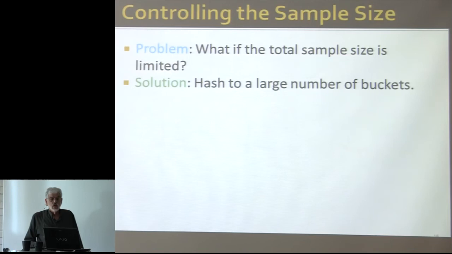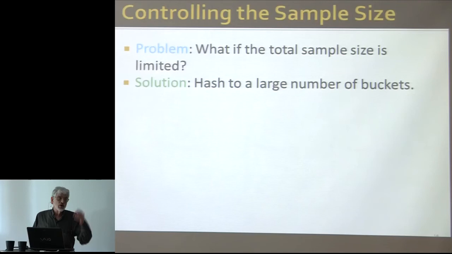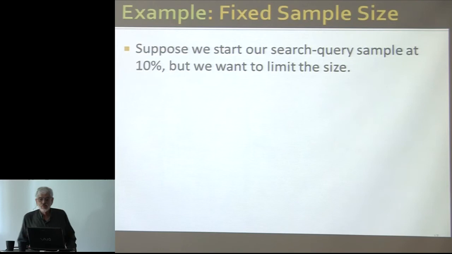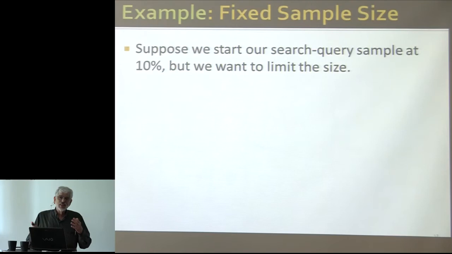You don't have to hash to just K buckets if you want a 1 in K sample. You can hash to many buckets. I think the example should make it clear. So we'd like a 10% sample, but as the stream comes in, if that sample gets too large, we might want a smaller sample.